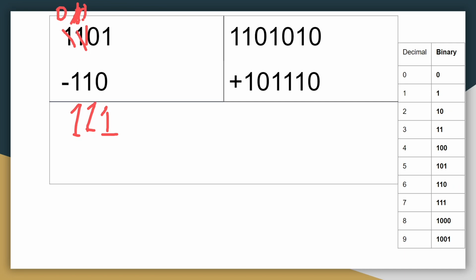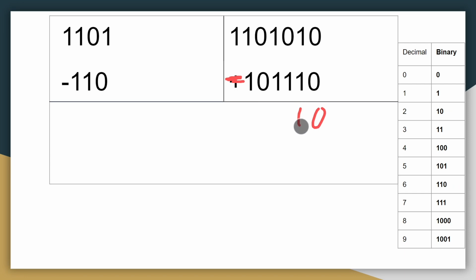Let's move on to the other one. Oh, sorry, this is supposed to be a subtraction sign. So now this is actually a subtraction problem, not an addition. 11011010 minus 101110 binary. So 0 minus 0 is 0.